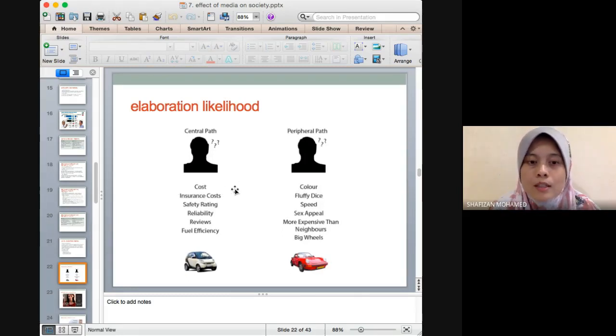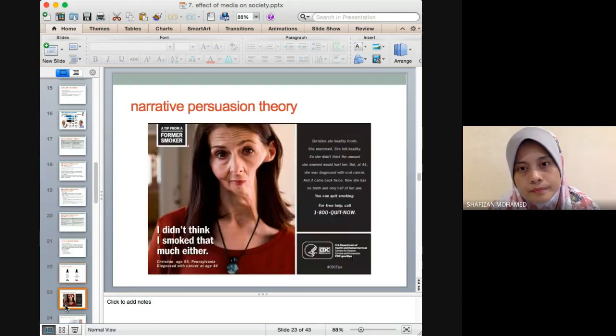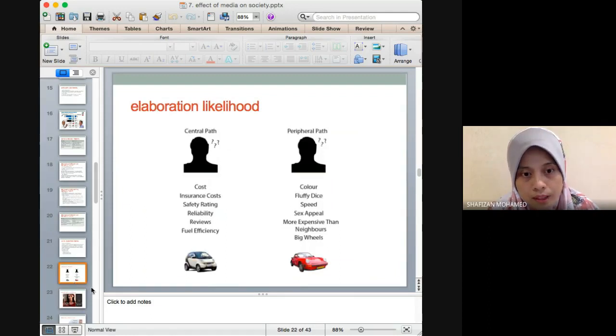But of course, this is not black or white. It's really about how you are able to understand the particular product and match it with your target audience. So far can follow? Elaboration likelihood. You elaborate based on the likelihood of the product.